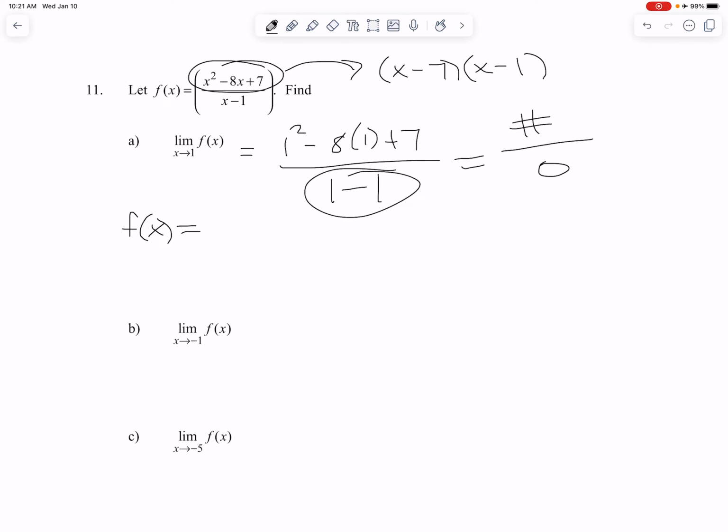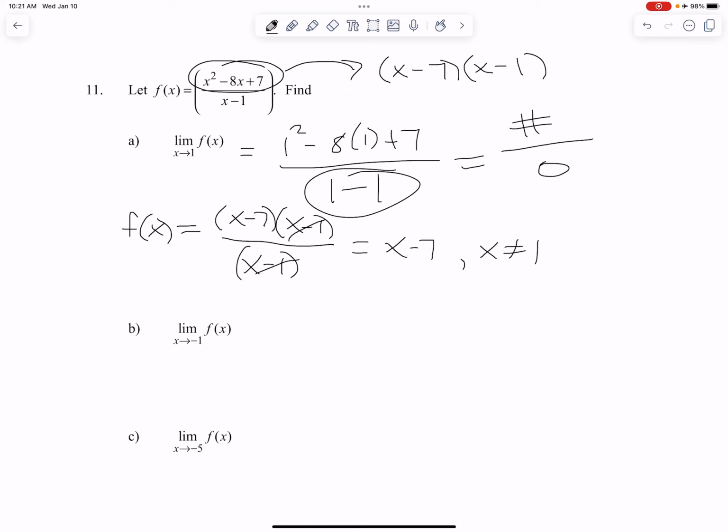So if we rewrite this, on the top, I'll have x minus 7, x minus 1. On the bottom, I'll have x minus 1. And now I have something I can cancel out. The x minus 1s I can cancel, which leaves me with x minus 7. I just have to keep in mind that x is not allowed to equal 1 because that's what we canceled out.